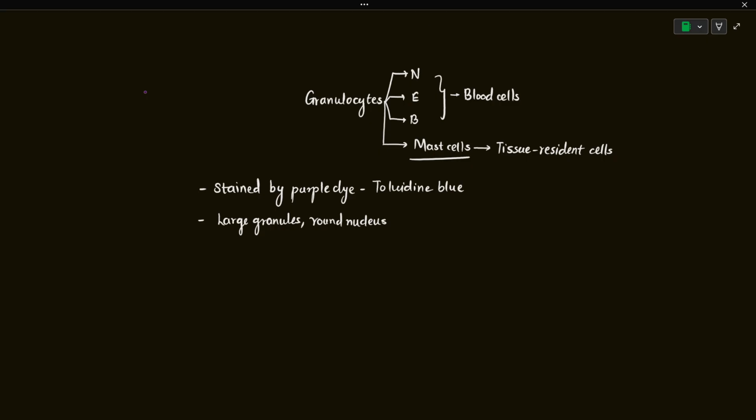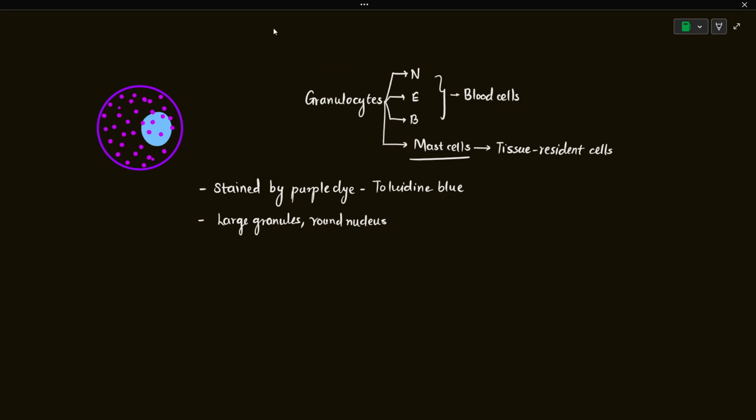So they look somewhat like this. Let's assume that this is the mast cell. In this mast cell, there will be a simple round nucleus, and there will be multiple granules, the large granules. So this is how a mast cell looks under the microscope.